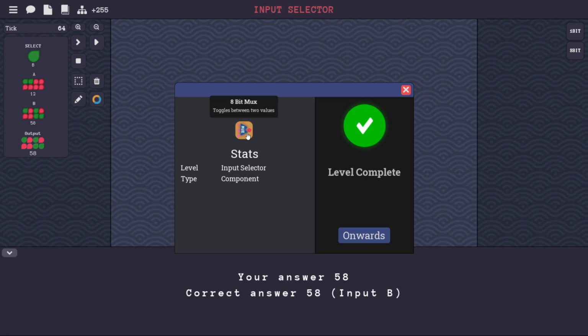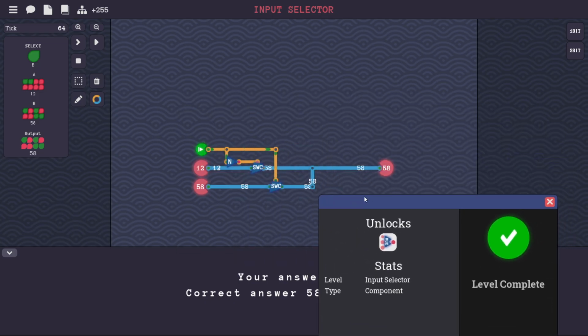And now this is an 8-bit mux. It's a selector. A mux is a multiplexer. That means that it takes a number of inputs. In this case, it takes 2 inputs and outputs 1 input, but we can still select any of the inputs.